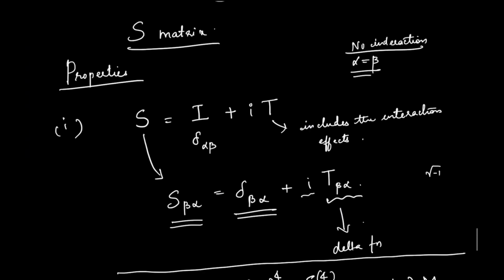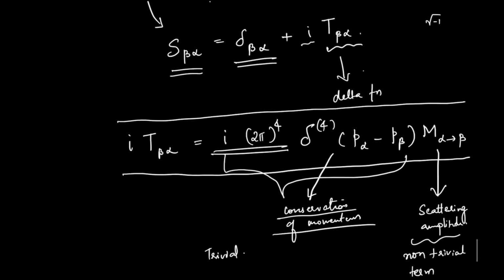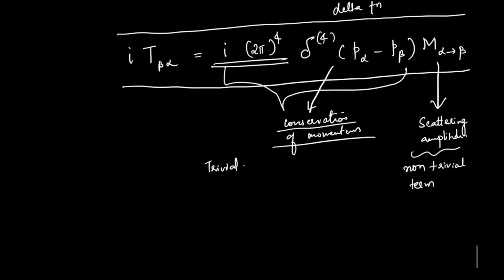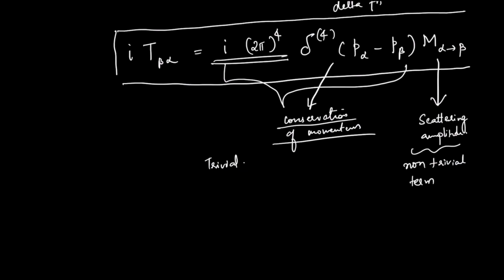You can write the S matrix in the form identity matrix plus iT, where the second term iT is the interaction term, and the interaction term can be represented in this way with the Dirac delta and the scattering amplitude.